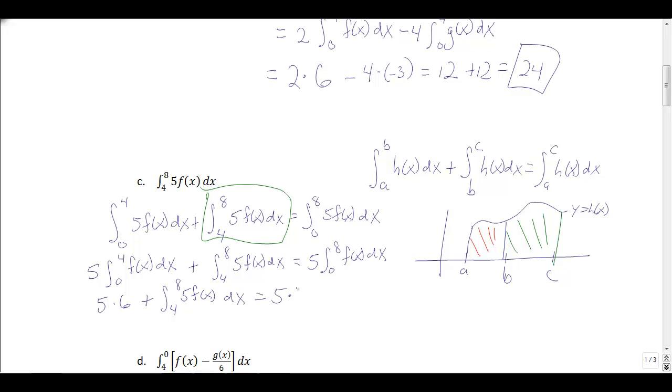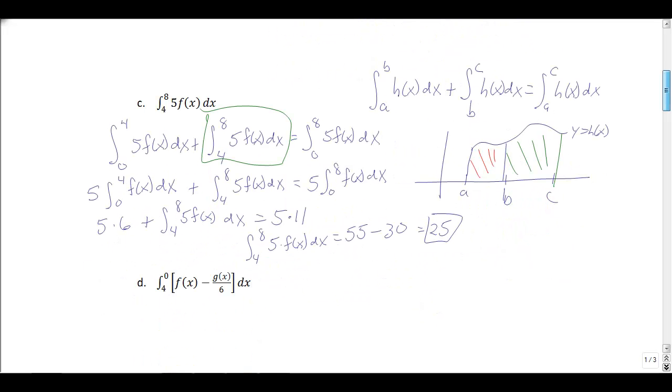equals 5 times this other integral, which is 11, and that tells me the integral from 4 to 8 of 5 times f of x dx should be 5 times 11, that's 55, and then I subtract 5 times 6, which is 30. That gives me 25. We can kind of piece this together a bit. Here's another one.